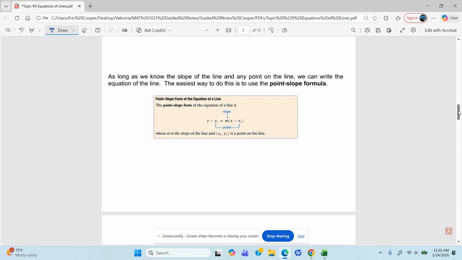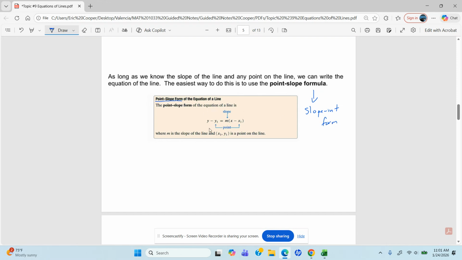Not always are they going to give us the slope and the y-intercept, so sometimes we might have to go in and find it. And in order to do that, we're going to use this idea of the point-slope form. Now, the point-slope form is just another equation where we can go through and turn it into slope-intercept form. So our goal is to take it from point-slope form and eventually turn it into slope-intercept form.